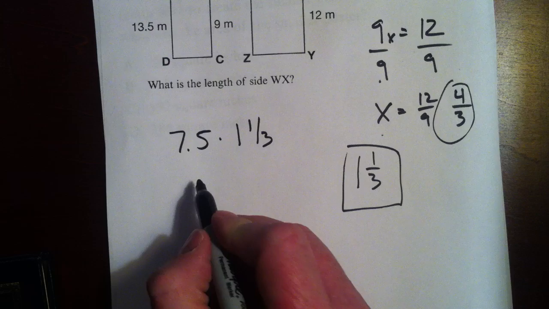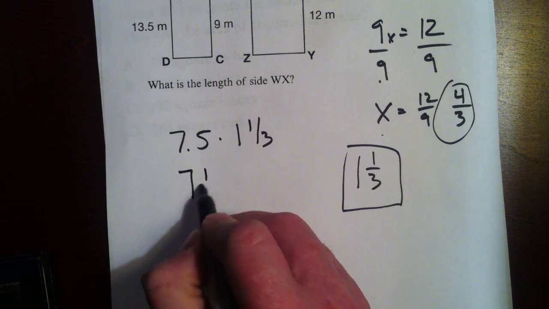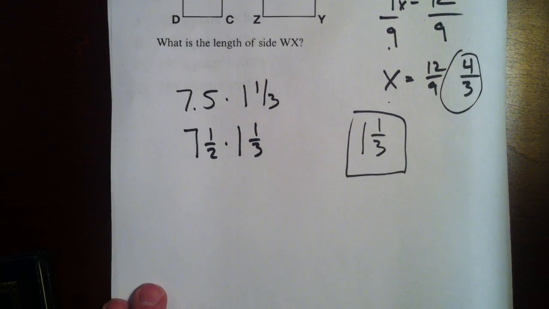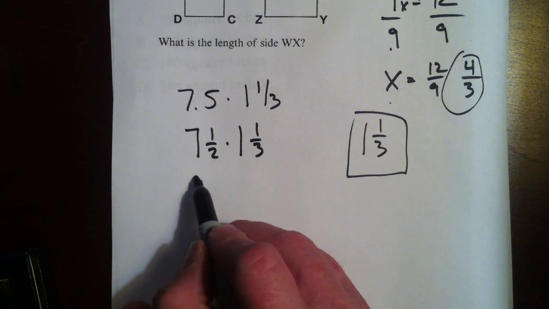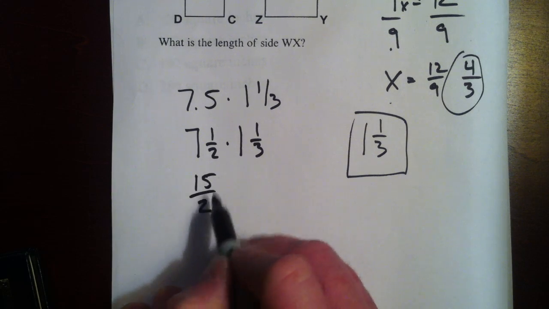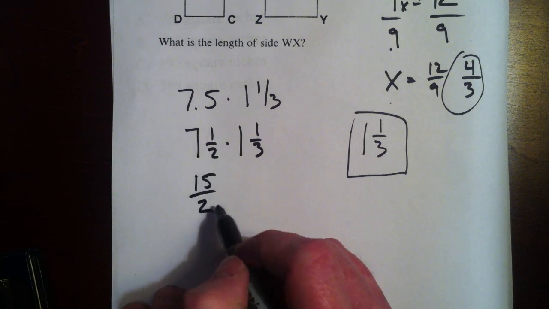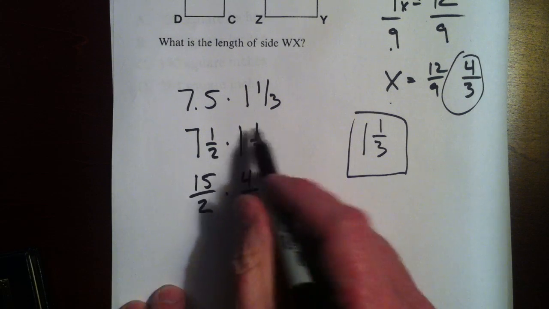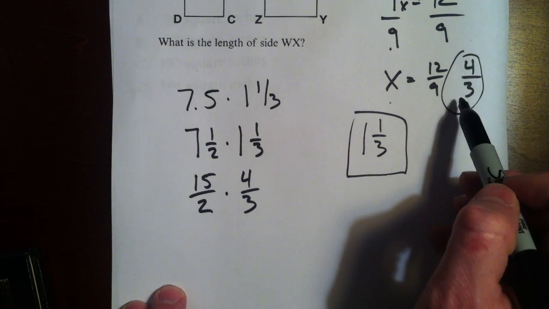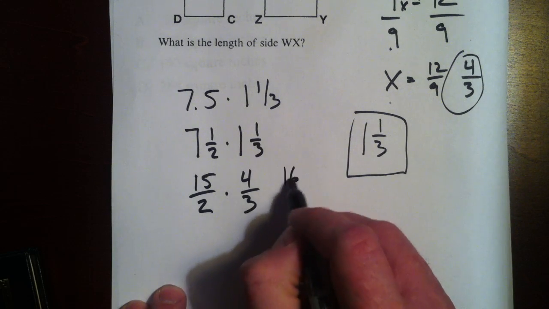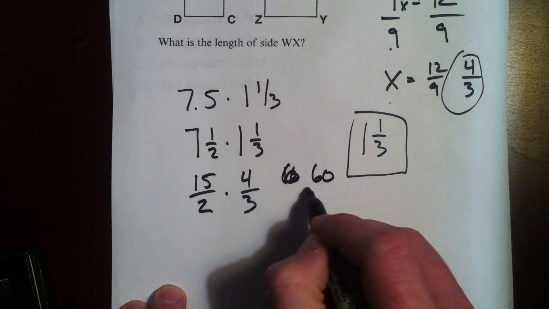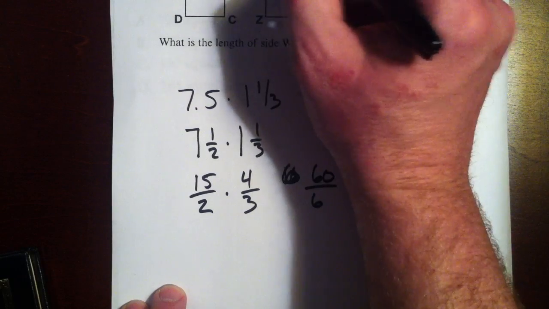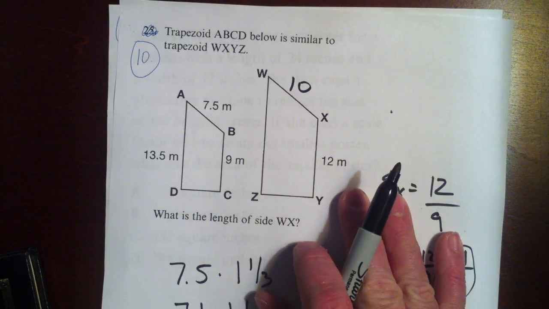Now 7.5 is also the same as 7 1/2 times 1 1/3. These are where those fraction rules come in handy. This is also 15 over 2, because we multiplied 2 times 7 plus 1, times 4 over 3. Now we multiplied that out, but we also had it way over here. I think we just multiply. That'd be 60 over 6, which is 10. Therefore, this side here is 10 meters.